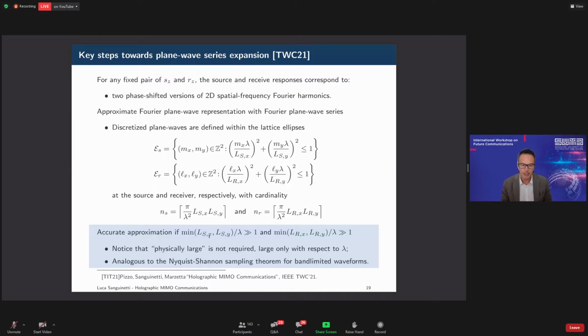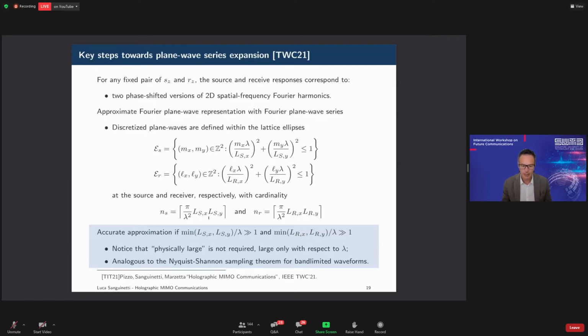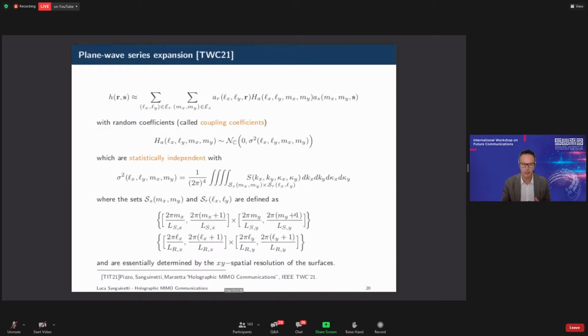And the important thing here is that the number of discrete plane waves that should be used to represent the channel, which is basically the cardinality of the sets here, is finite and given by these two numbers. This is the number of finite discrete plane waves that should be used to represent the source. And this is the number of finite discrete plane waves that should be used to describe the receiver. As you can see, like in the line of sight conditions, they are a function of the area of the surface divided by the square of the wavelength. This is for the source and this is for the receiver. So we have a finite number of discretized plane waves that can be used to approximate the channel between any point at the receiver and any point at the source.